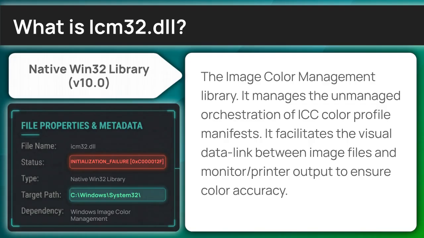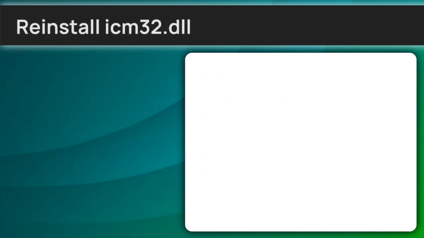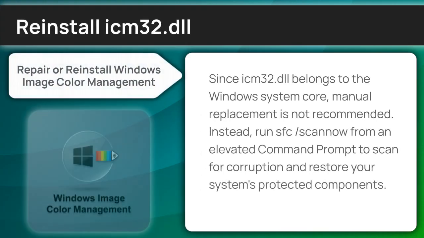Let's transition to the solution, starting with the official Microsoft Redistributable. Since icm32 Library DLL belongs to the Windows System Core, manual replacement is not recommended. Instead, run sfc /scannow from an elevated command prompt to scan for corruption and restore your system's protected components.